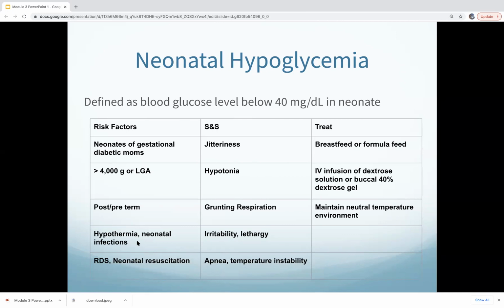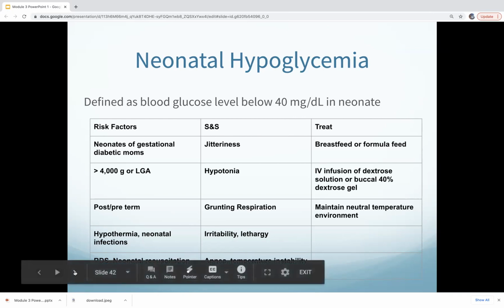So what do you see? You see jitteriness, low tone, flaccid, grunting respirations, irritable, lethargic, periods of apnea, and instability in maintaining their body temperature. So initially, have them feed, breast or formula, have them feed. They're feeding, you're giving them formula, they're not coming up, they're dropping, they're going to 30, or nothing's improving. Then they can start IV infusions of dextrose, and just trying to maintain that neutral temperature.